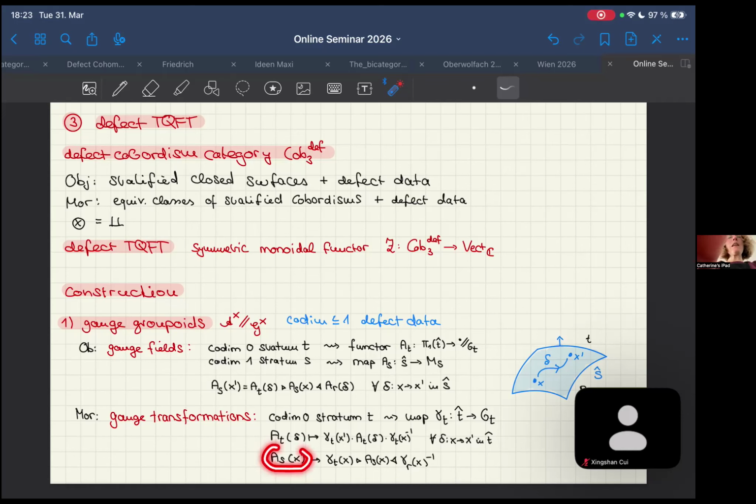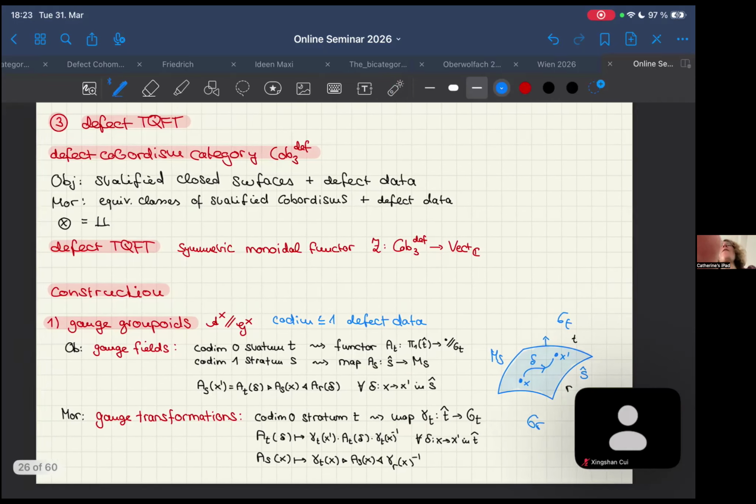And they act similarly on these maps that are associated with the codimension 1 stratum, just that we have only one point x here, and we act on it from the left and we act on it from the right with the two different groups. And again, here we have the group GT, here we have the group GR, and here we have the set MS. So this is like a geometrically intuitive description of what a gauge field could be in the presence of codimension 1 defects. So where does this come from?